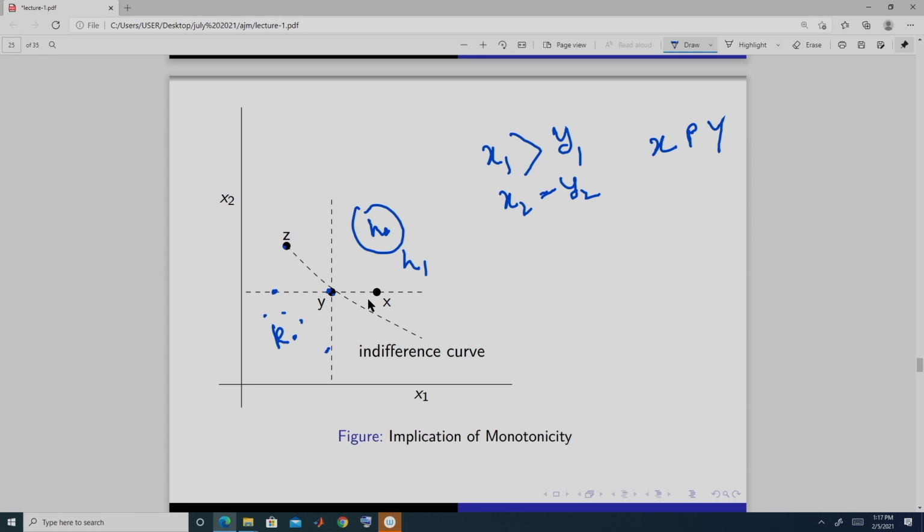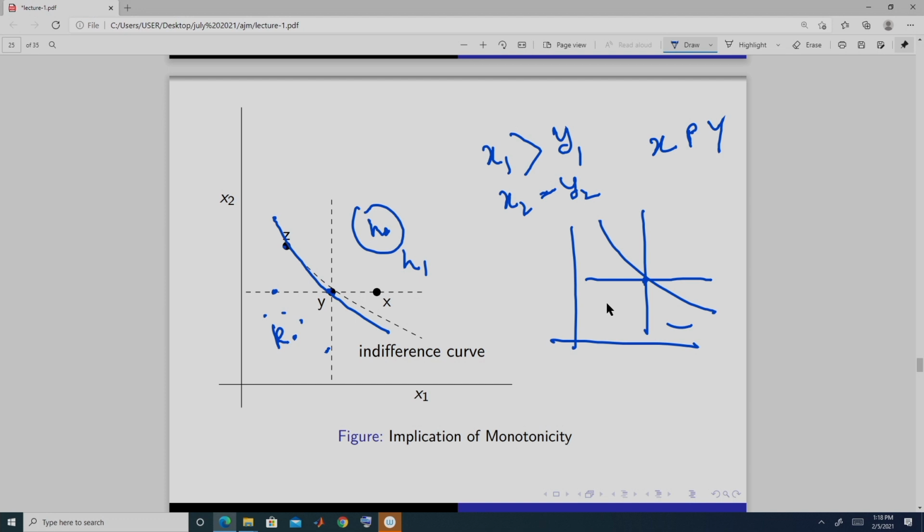This gives us that the indifference curves should be downward sloping like this. From the monotonicity assumption, they should always be like this. So if we specify any point here, then any point which must be indifferent to this should lie either in this section of the curve or in this section. It cannot lie in this portion or in this portion. Okay. So the first implication of the monotonicity assumption is that the indifference curves are downward sloping.